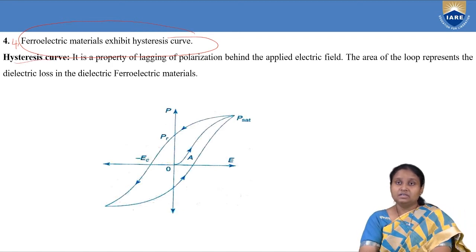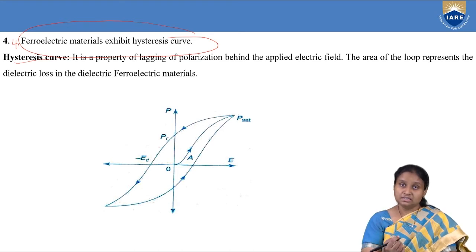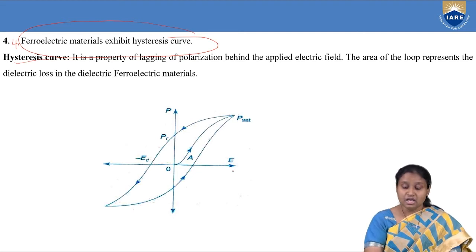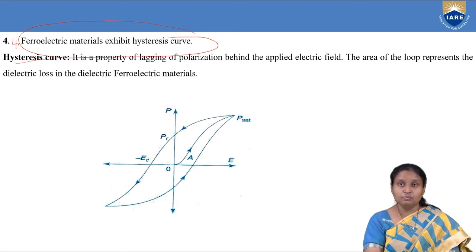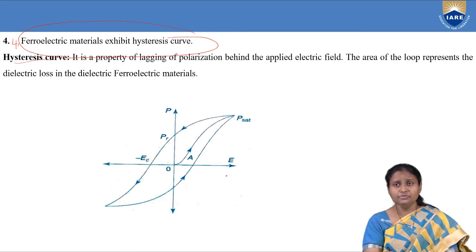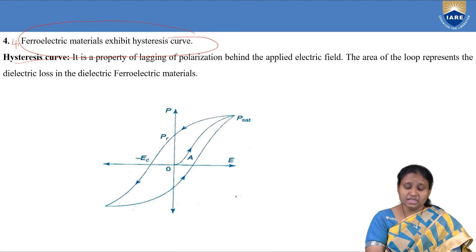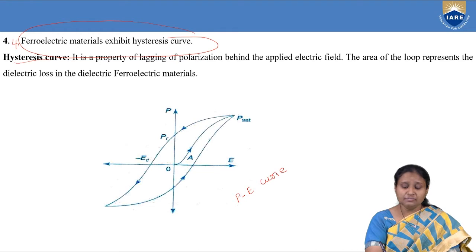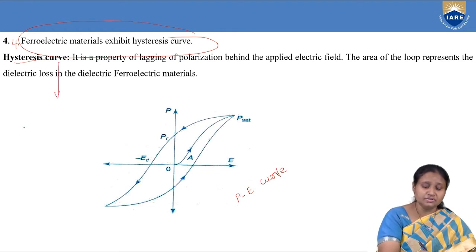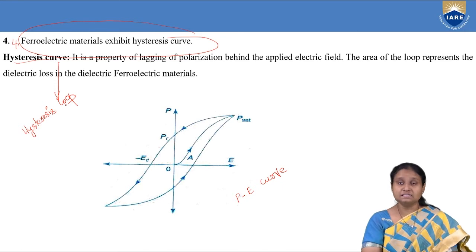As you can make out, this hysteresis curve is of course a curve, and how are we going to get this curve? In order to get this curve, I have taken electric field on the x-axis and polarization on the y-axis. So here the hysteresis curve is nothing but the P-E curve, and there is another name for it. This hysteresis curve is also called the hysteresis loop.